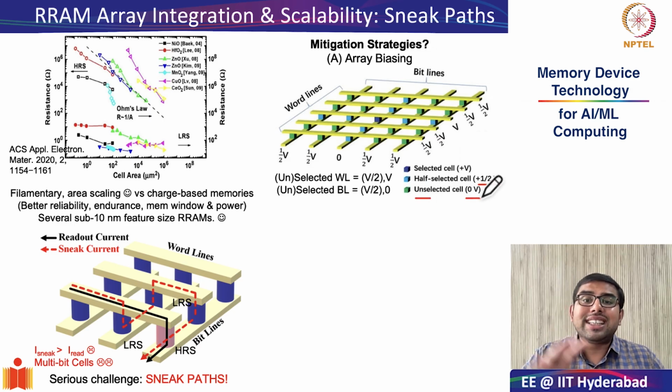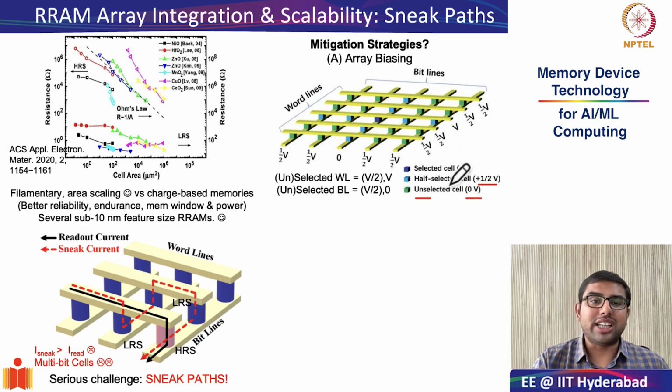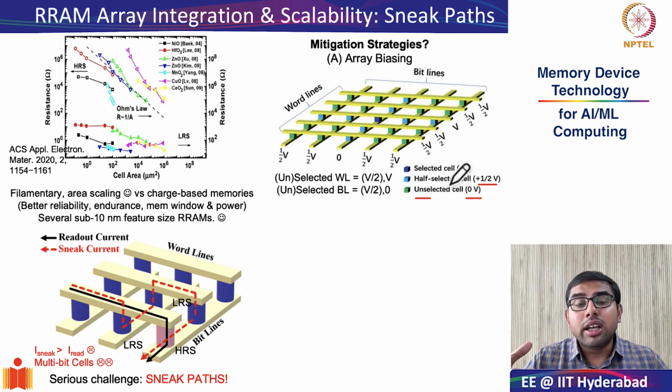So in all unselected cells, since there is no potential difference, even if it is in low resistance state, there is no chance for sneak currents to pass through. Even in half selected cells, the intensity of sneak currents will reduce quite substantially. Through this technique of having half selected cells and unselected cells, you cannot completely remove sneak paths, but you can reduce the impact of sneak paths quite seriously.